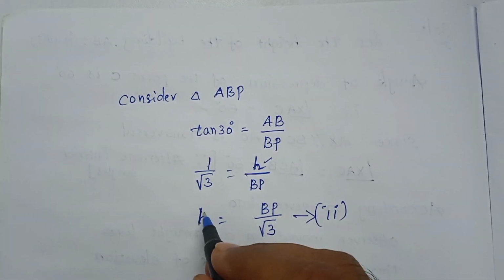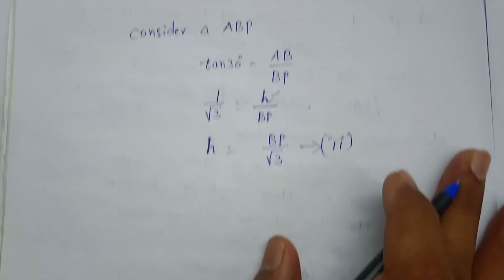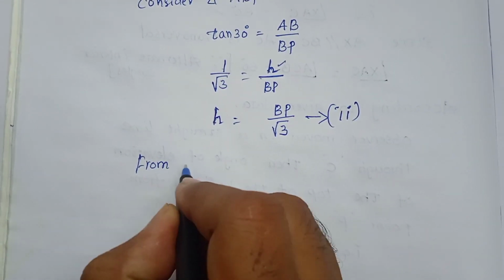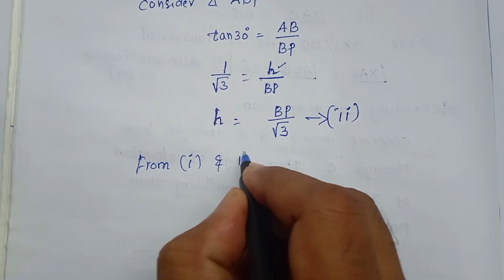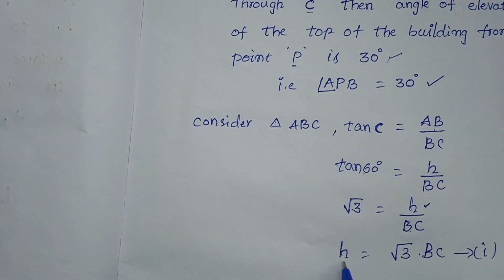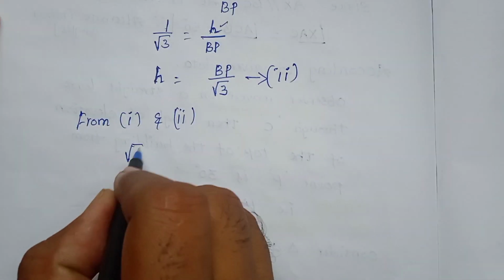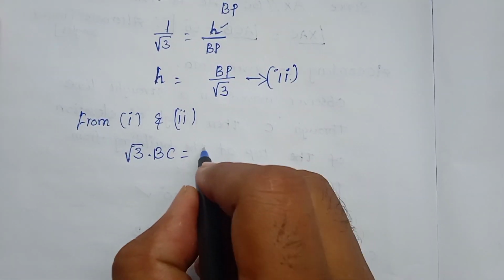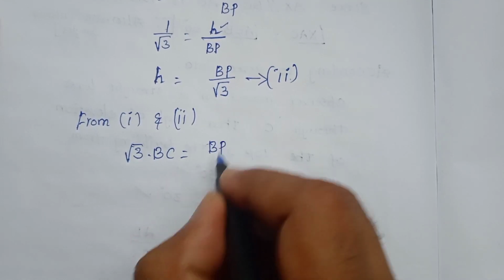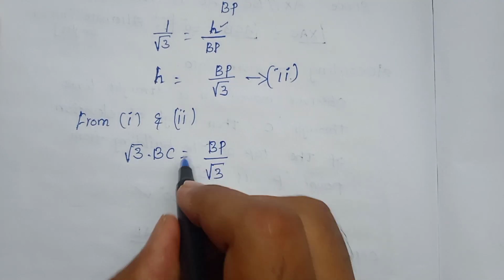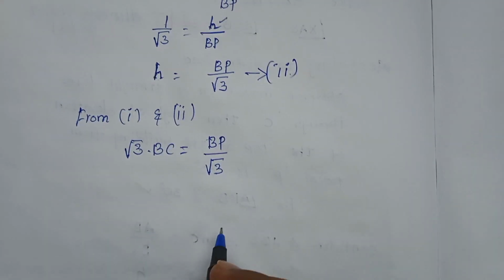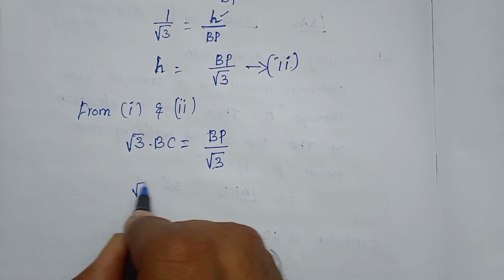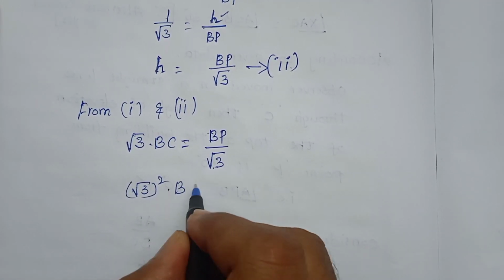In both equations we take H as subject, so from equations 1 and 2: from equation 1 we have H as root 3 into BC, so root 3 into BC is equal to, from equation 2, H equals BP by root 3. So here let us do cross multiplication. Shift root 3 to this side, then it will be root 3 into root 3, whole square, into BC is equal to BP.